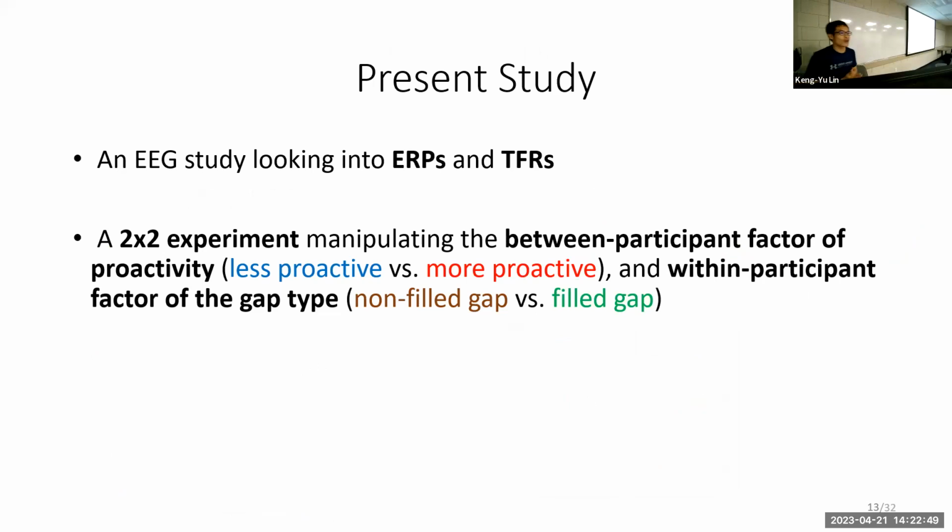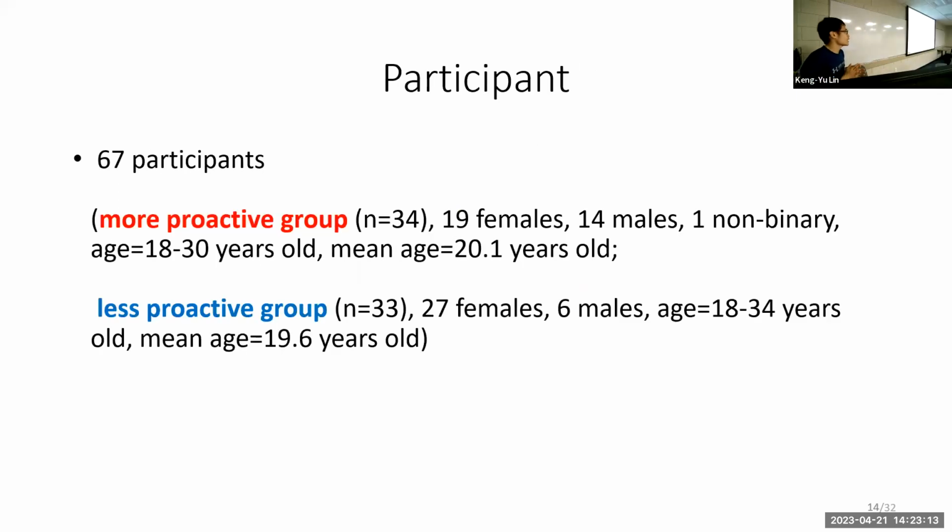So let's move on to talk about the present study. The present study is a brainwave study or EEG study, and we are looking into the ERPs and TFRs. We have a 2x2 experiment, and we manipulate the between-subject factor of proactivity and the within-subject factor of gap type. So everything will become clear in the later slides. In terms of the participants, there are 67 participants included in our analysis, and they are separated into two groups, the more proactive group and the less proactive group, right?